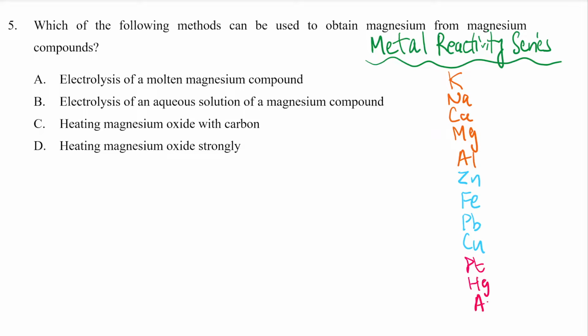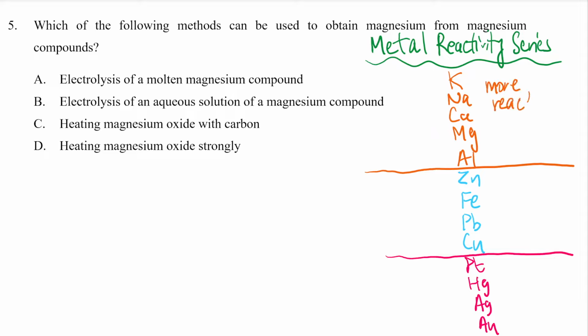The positions for the bottom four are not entirely necessary, as long as you know it's divided into these three groups or sections. The ones in orange are known as the more reactive metals. Those in blue in the middle here are the moderately reactive metals, those that are kind of reactive, but not as reactive as the ones at the top. And the ones at the very bottom here are known as the less reactive metals.